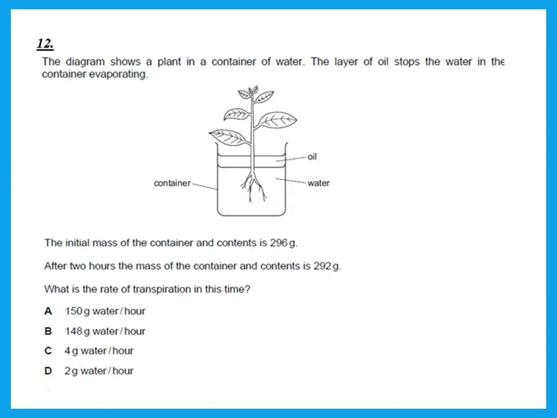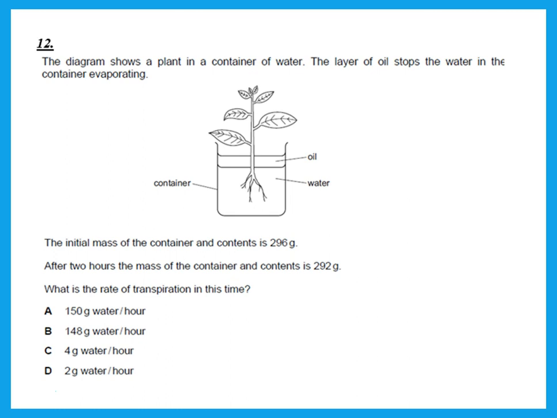The diagram shows a plant in a container of water. The layer of oil stops the water in the container evaporating. The initial mass of the container and contents is 296. After 2 hours, the mass of the container and contents is 292. That means how much water evaporated in the 2 hours? 296 minus 292, that's 4 grams. So 4 grams of water evaporated in 2 hours.